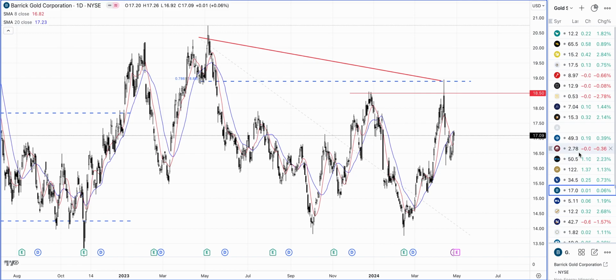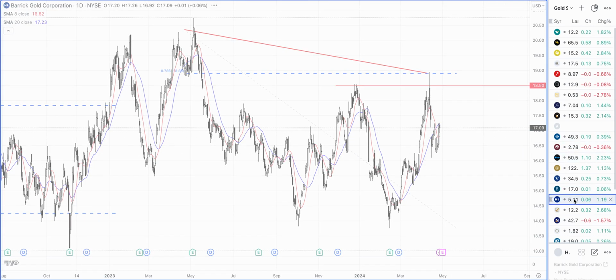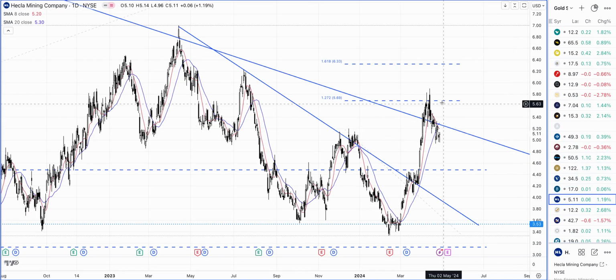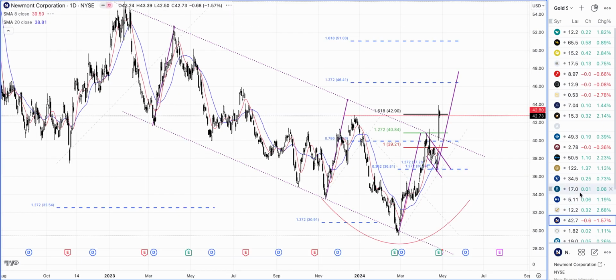And then we have the Barrick Gold. This is something that we were watching for, and we had pointed out this 78.6% Fibonacci retracement. The stock is not able to get above that. Fairly ugly looking candle, testing the 20-day moving average. So momentum is not that great. This is Hecla Mining, finding resistance from 1.272. This is McEwen. Well, I think I'm gonna skip that one.